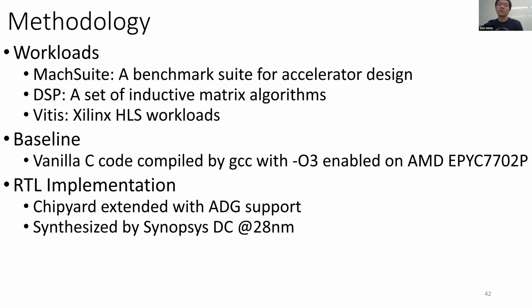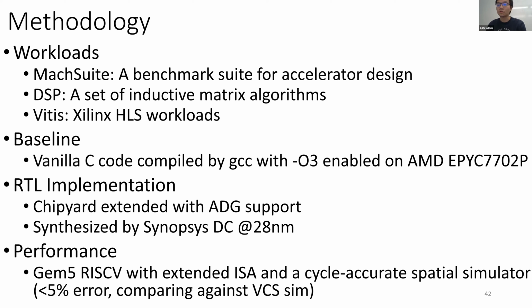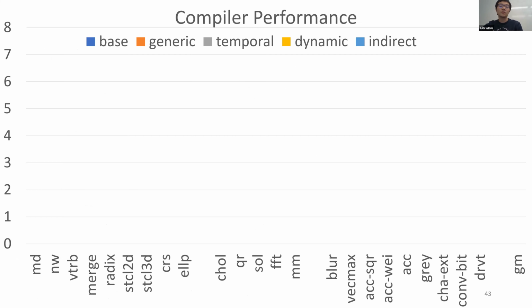And we implement our architecture by extending Chipyard and synthesize the generated RTL on Synopsys Design Compiler at 28 nanometer technology node. And we model our performance on gem5 extended RISC-V ISA, extend our control instructions, and integrate a cycle-accurate spatial simulator. According to our evaluation, the difference between the RTL simulation and the functional simulation is within 5%. So it's already very accurate.